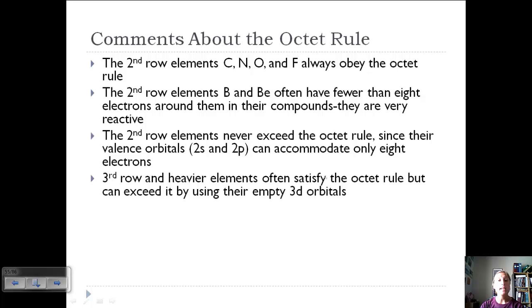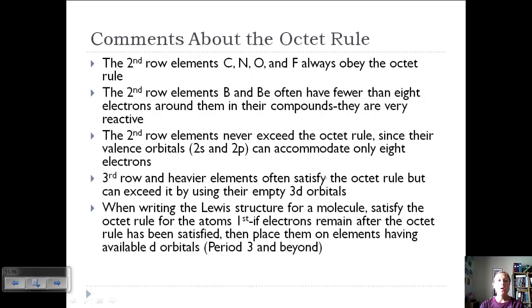So the third row and heavier often will satisfy the octet rule. Most of the time, we're just going to follow the regular rules, but sometimes they can exceed it by using their empty 3d orbitals, like the SF6 compound that we talked about. When writing the Lewis structure for a molecule, satisfy the octet rule for the atoms first. Then if electrons remain after the octet rule has been satisfied, place them on elements having available d orbitals.